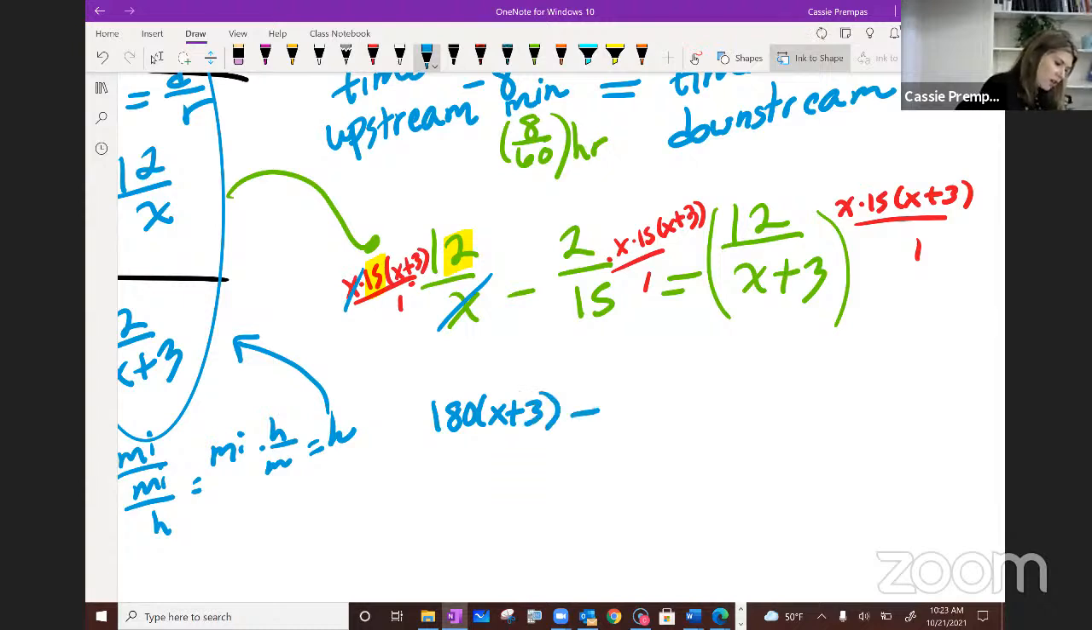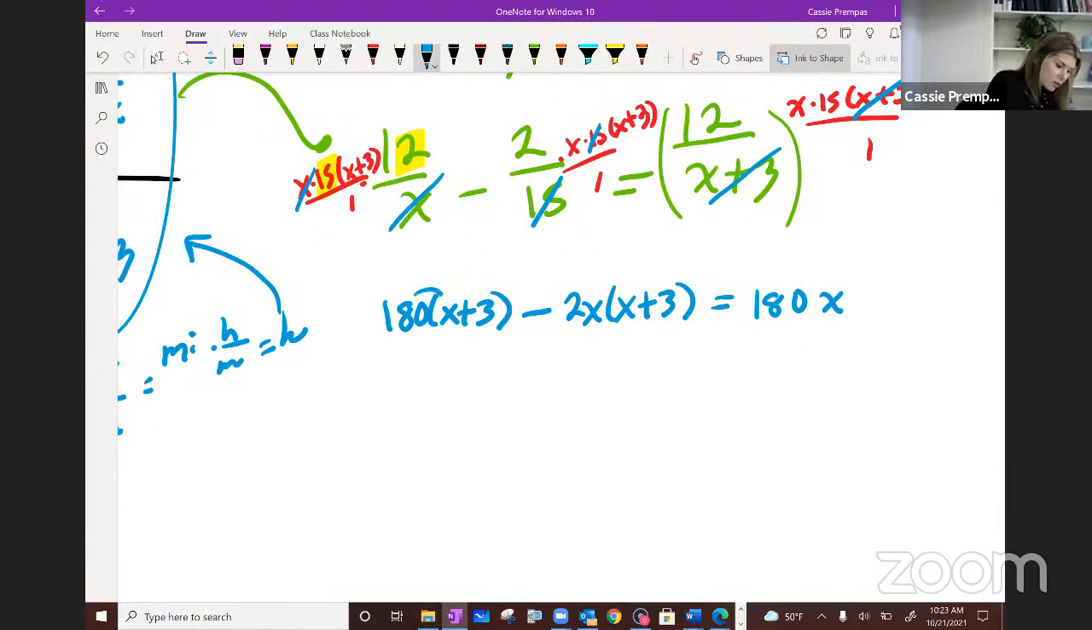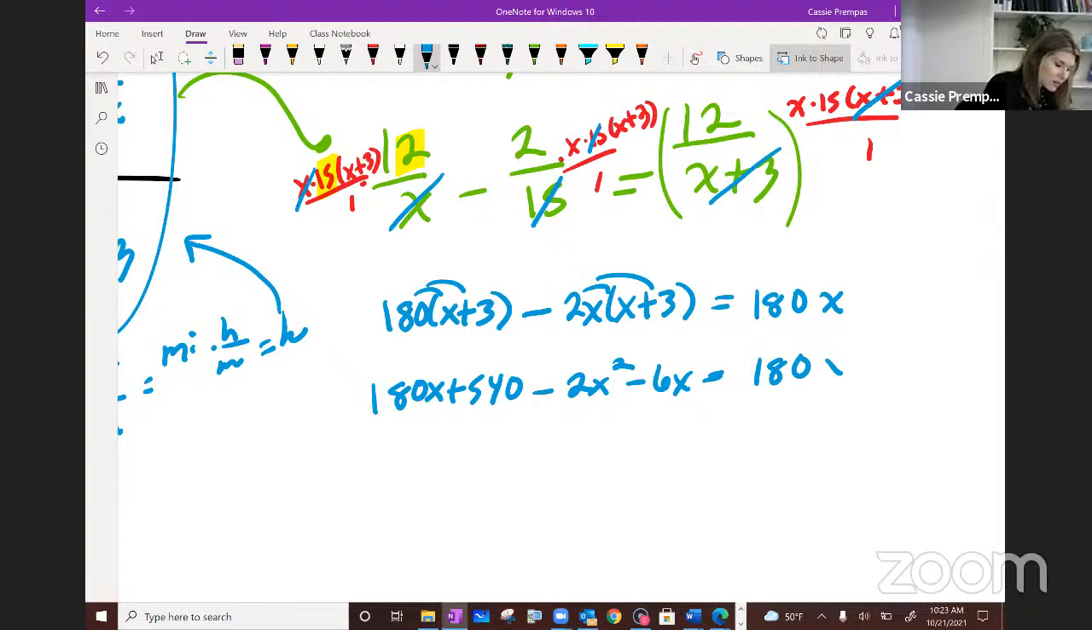Minus what cancels here? The 15s cancel. So I have 2x times x plus 3. What cancels on the right side of the equation? The x plus 3's cancel. And I have 12 times 15, which I already determined to be 180 times x. I'm going to simplify this out. So that's going to give me 180x plus 540. Distribute the negative: 2x minus 2x squared minus 6x is equal to 180x.